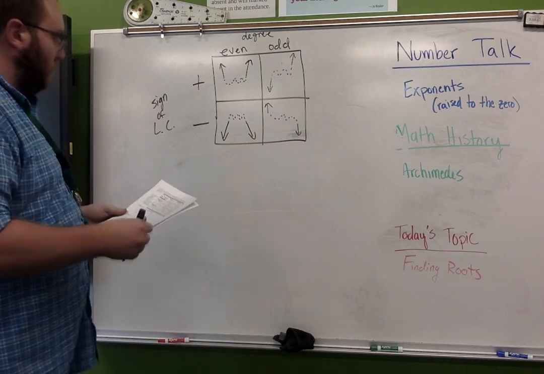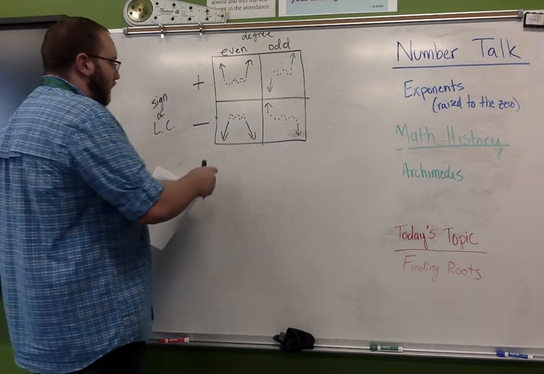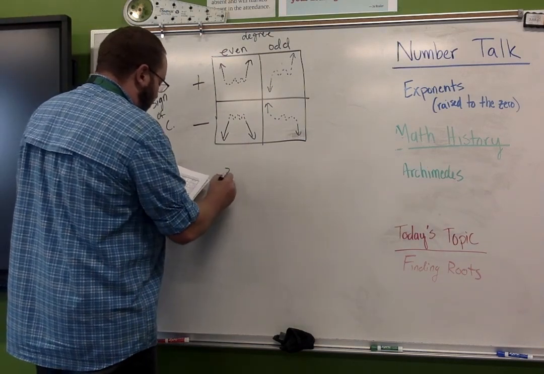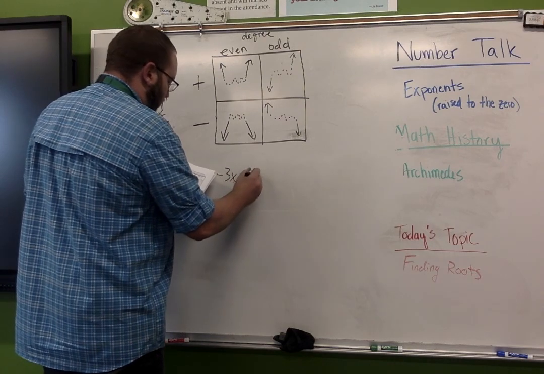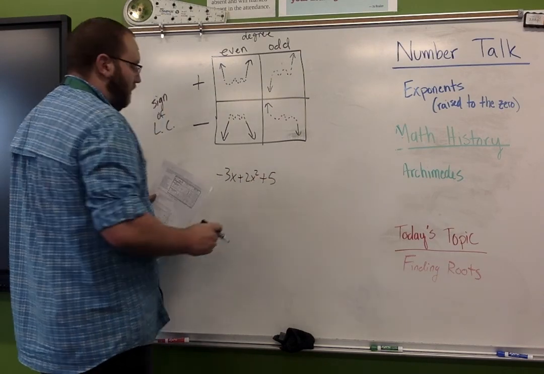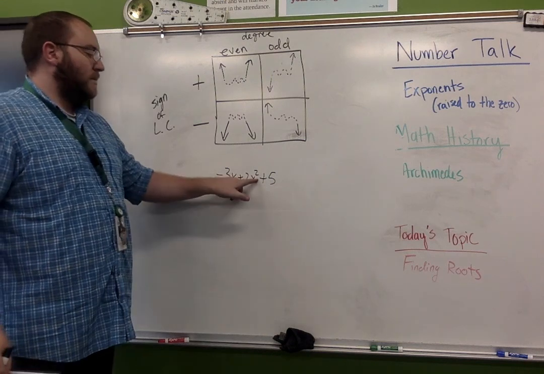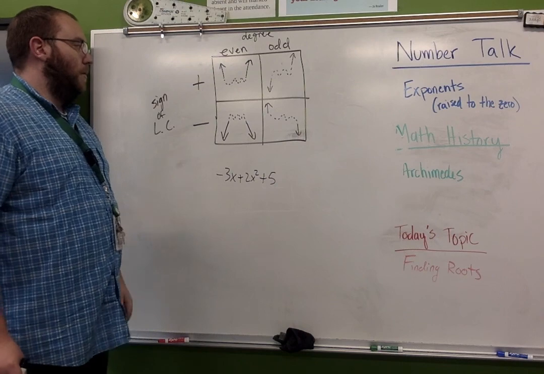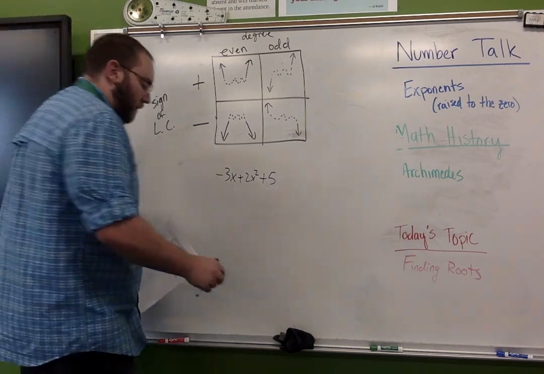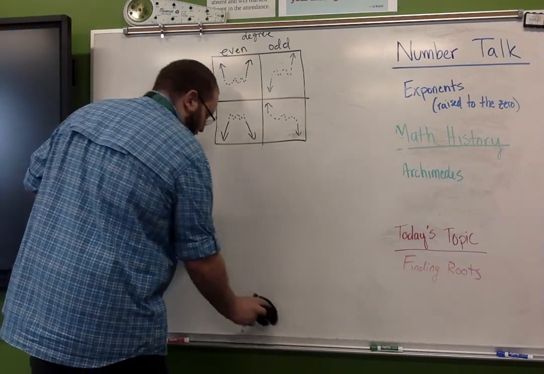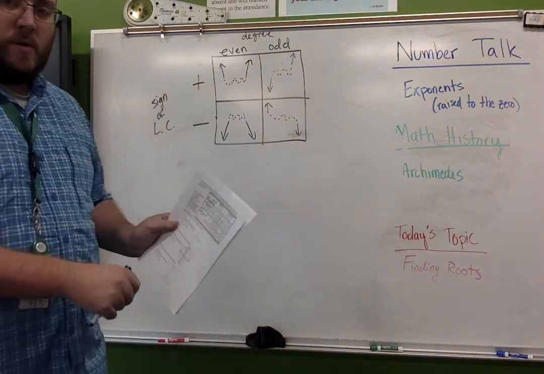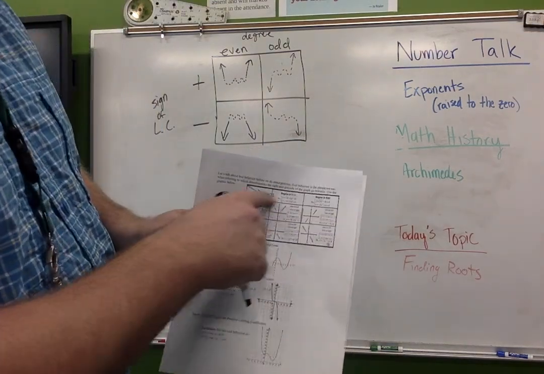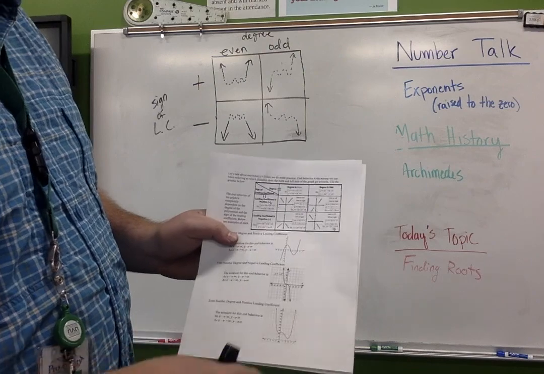So looking at this, if you had something that was negative 3x plus 2x squared plus 5, the biggest exponent is a 2. It's a positive leading coefficient, so both of them will go up, both ends. I'm going to leave this to you to look at, if you need extra stuff to look at.